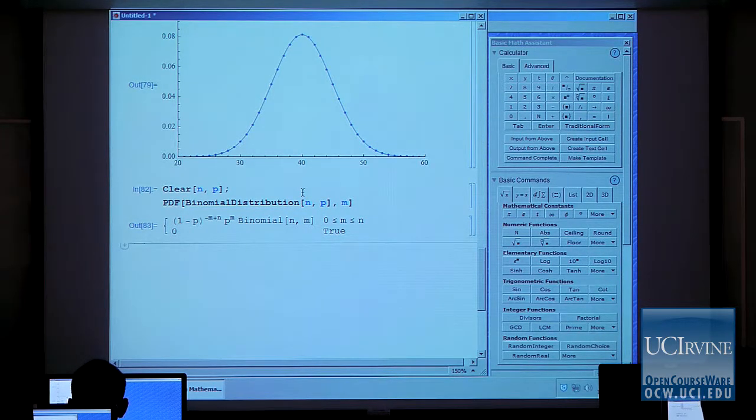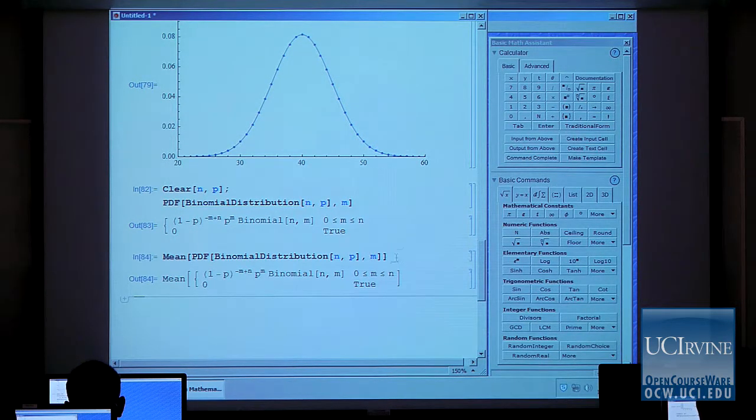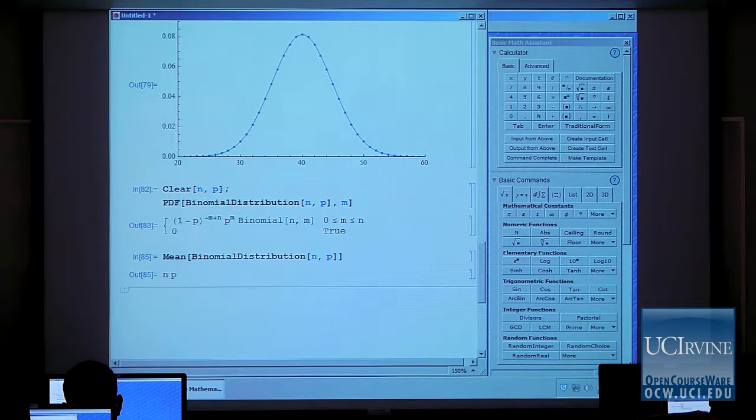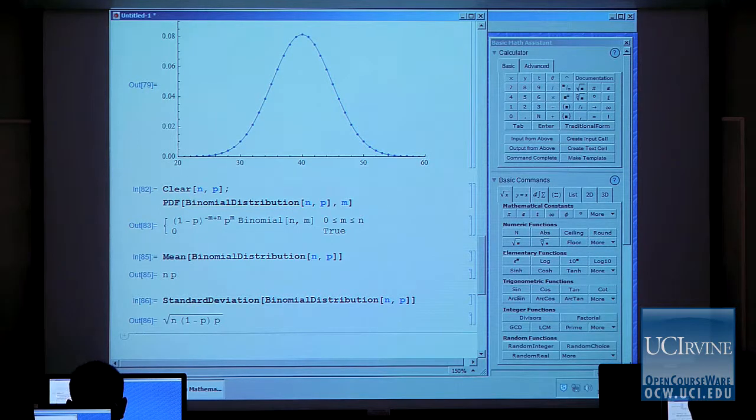But now I can actually put this into things, like I can ask, what's the mean of that? So if I say mean of all this stuff, what happened here? Oh, sorry, for the mean, we don't put the PDF thing around it. So, okay, so the mean of the binomial distribution is, as we heard earlier, n times p. And if we want the standard deviation, let's put this in there. We get the formula that I wrote down over there for sigma. Okay.